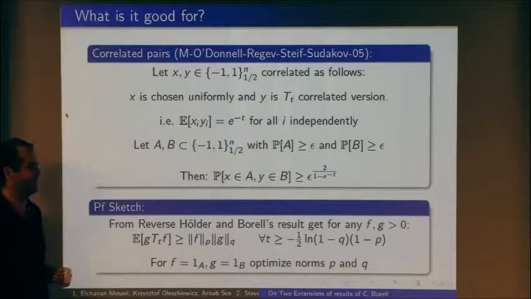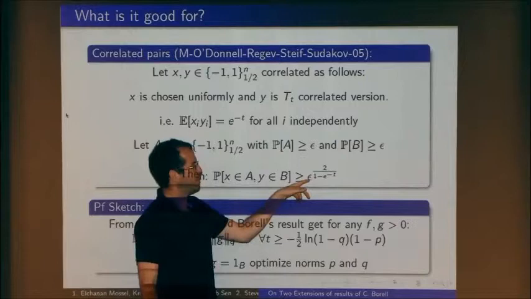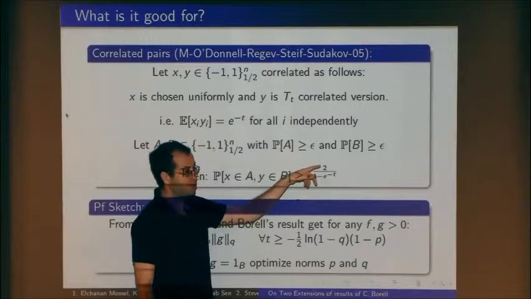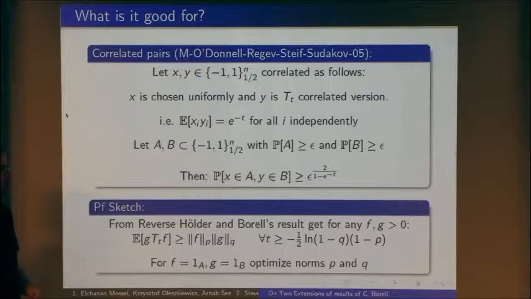Okay, so what do we get in the setup? For any two sets that are not too small, the probability that x is in A and y is in B is going to be at least the product of the probabilities, which is what you would want, epsilon squared, but you lose a little bit. What do you lose? You lose a factor of 1 minus e to the minus t. But if the sets are relatively big and the time t is not too small, or the correlation rho is not too close to 1, you get that the probability of this intersection event for correlated x and y is pretty large.